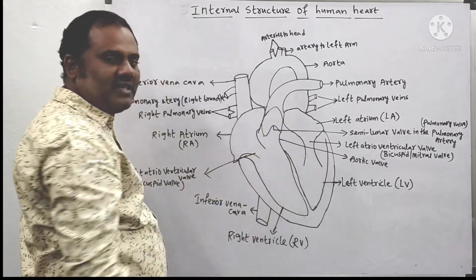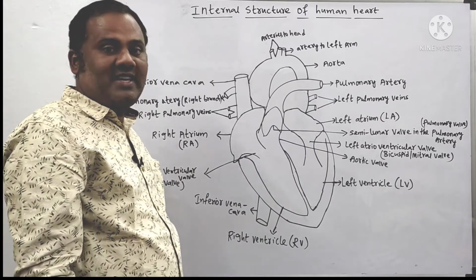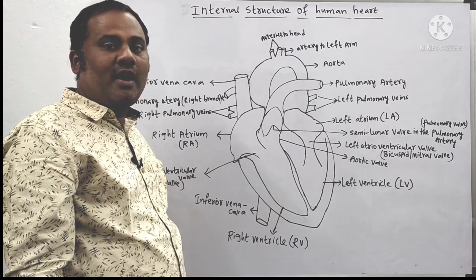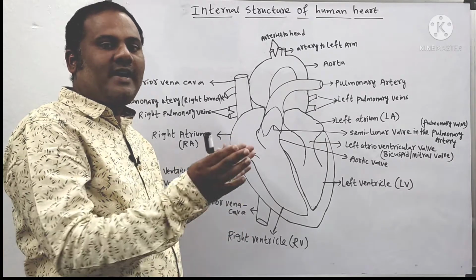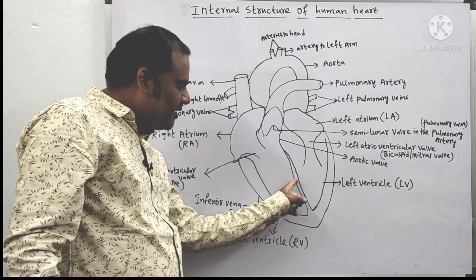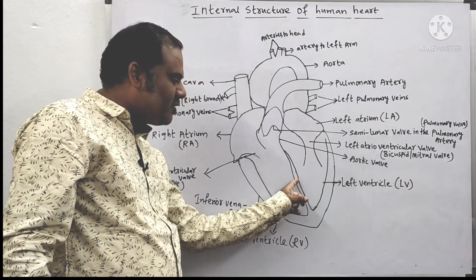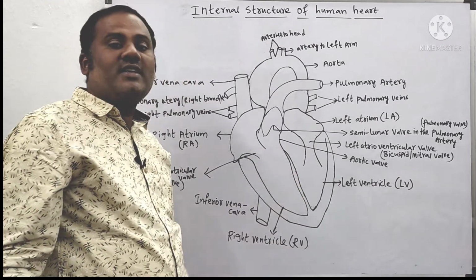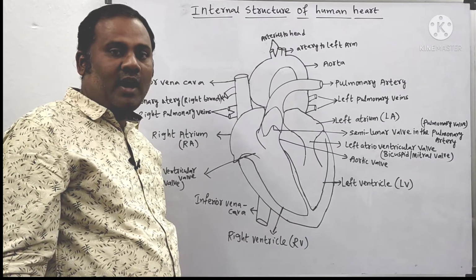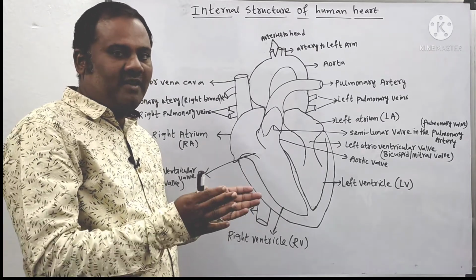Between them a wall is there. That wall is called the interauricular septum, which is separating the auricles. Which is separating what? Auricles. In the same manner, between the ventricles also, a wall is there. This is called the interventricular septum. Inter means in between.